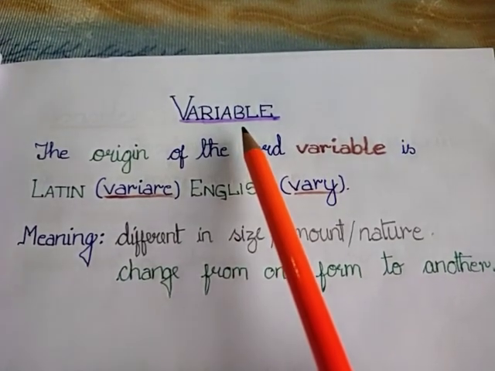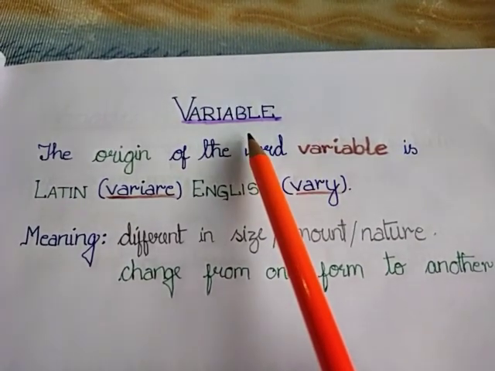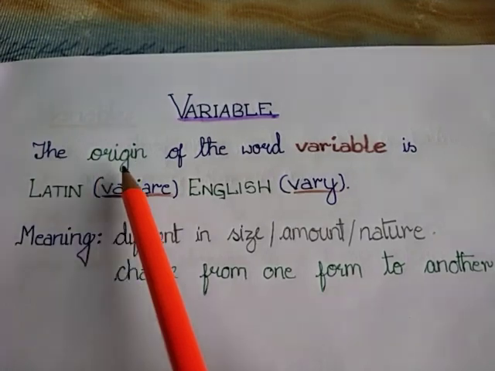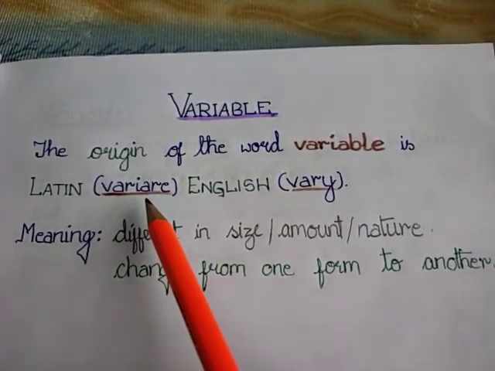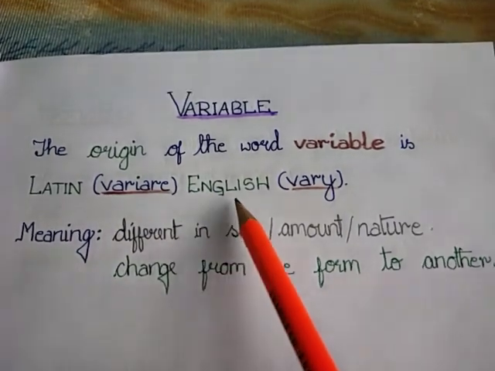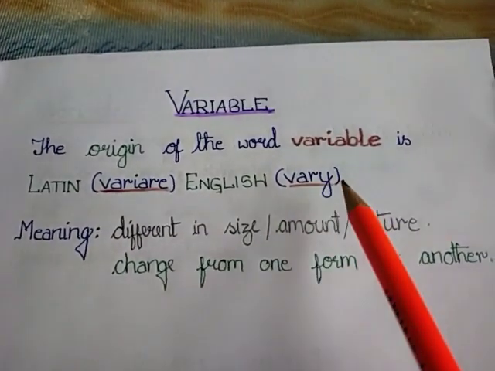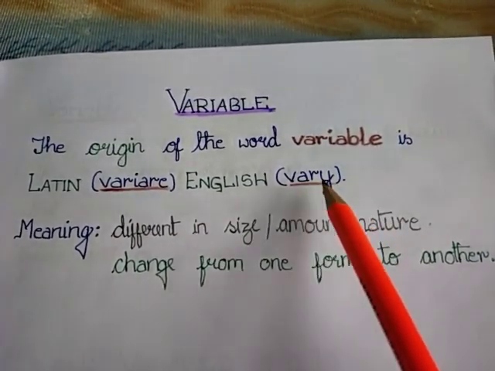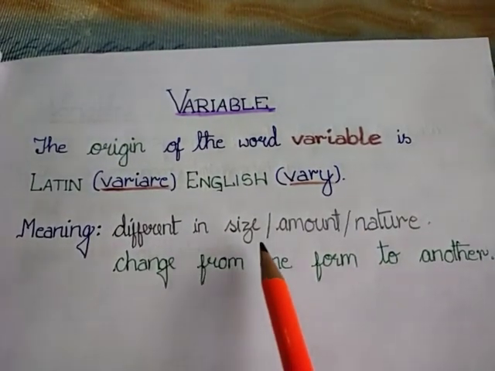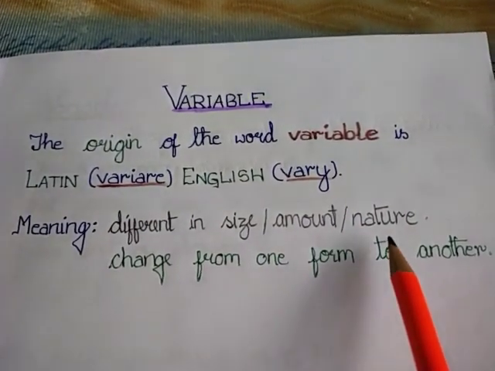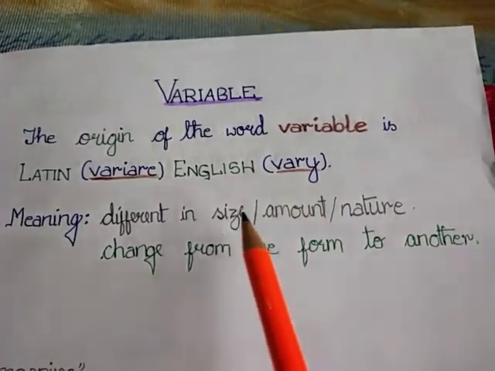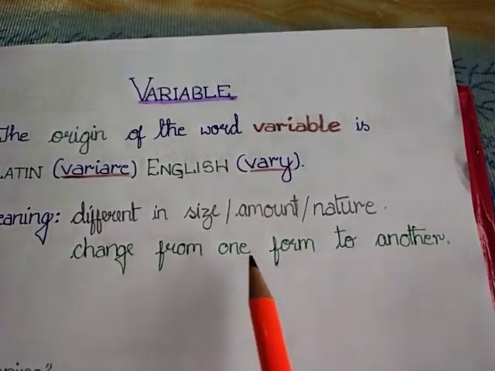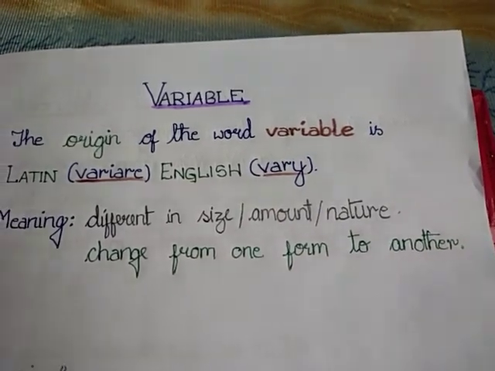So let's see the meaning of the word variable. The origin of the word variable is from Latin, that is vary, and in English it is vary. And the meaning of the word vary is what? Different in size or amount or nature. And another meaning of the word vary is change from one form to another.